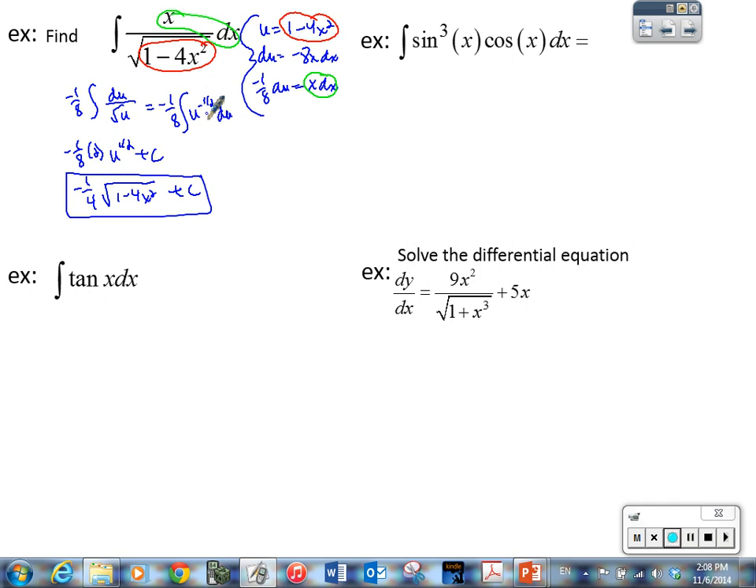By doing my reversal power rule, adding 1 to this, I get 1/2. So I divide by 1/2, which is multiplying by 2. Okay? All right, so let's move to our next one.